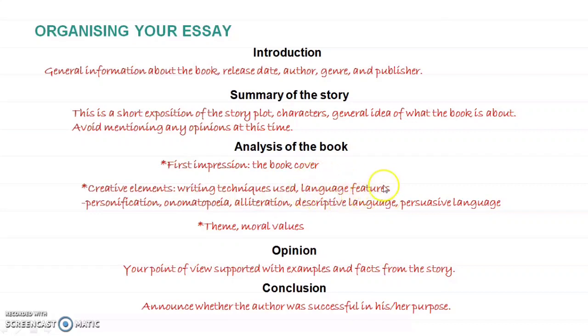I believe that you have learned personification. In Bahasa Melayu, personifikasi. Onomatopoeia, this is the sound of it. And then you have alliteration. Sometimes when you are writing a story, you will have words like bam, when something crashes into something else. Dia kereta berlanggar dengan kereta. So you have this kind of sound in the story. This is what we call onomatopoeia and alliteration.